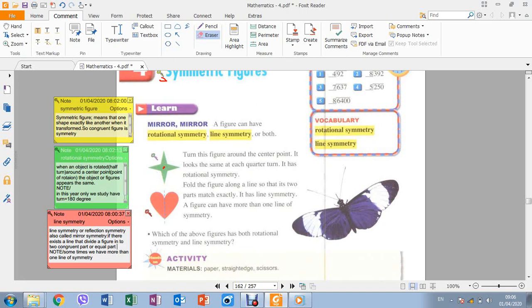For example, we draw a line along the figure. If this line divides the figure into two equal parts, this is called line symmetry. For example, I have this heart. Look, we draw a line along the figure and it divides into two equal parts. When we fold the figure, nothing is changed. So this is called line symmetry.